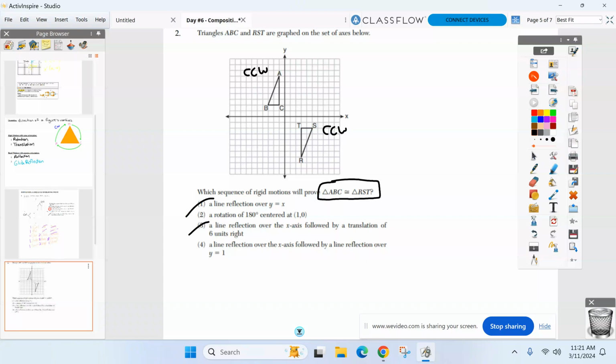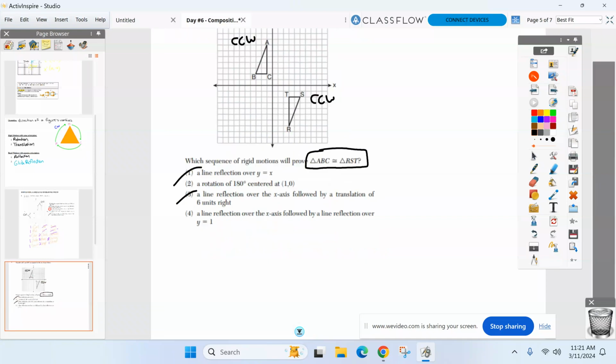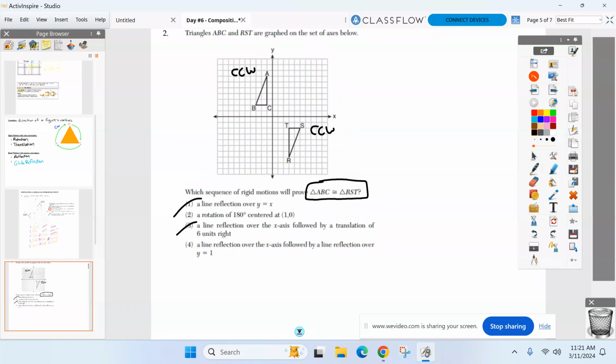So let's look at number 4 right now. Is it a line reflection over the x-axis followed by a line reflection over y equals 1? I don't know. Let's check. I'll take point C into it. All right, so point C, if I reflect it over the x-axis, it ends up here. And can you remind me what type of line y equals 1 is? That's a horizontal line. So right now where my green point is, I need to reflect it over that line. No way is that going to match up with T, is it? All right, so it can't be that.